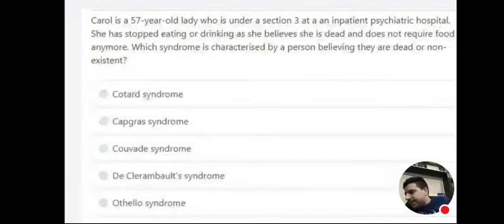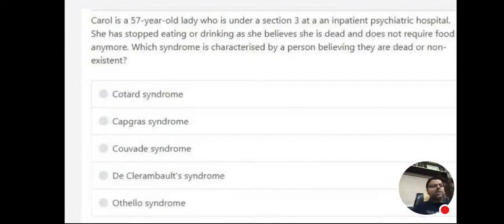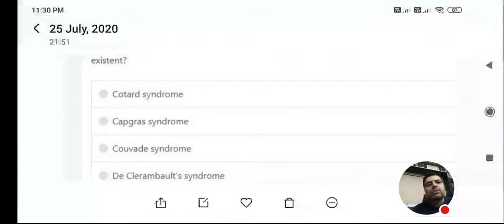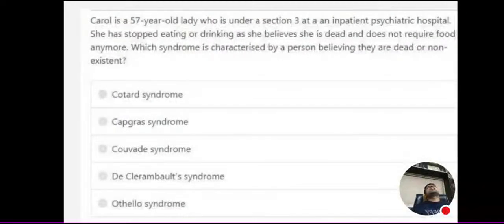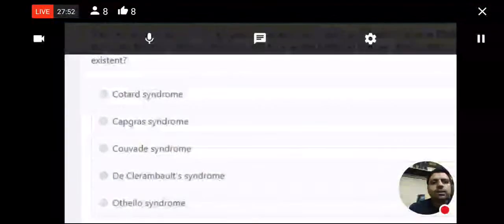I already explained this in my previous lectures many times. Those who are watching my lectures know very well what kind of syndrome it is. So please try to answer in the comment box. A patient feels he is dead, he is not existing. In which syndrome do they feel such feelings? Single best answer. So guys, try to write in the comment box.